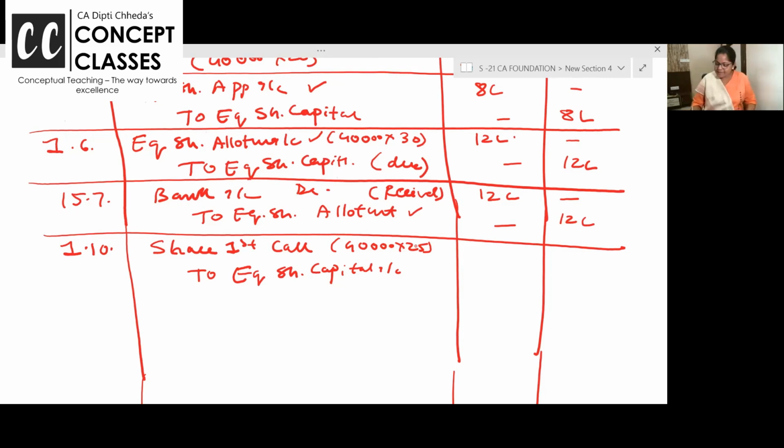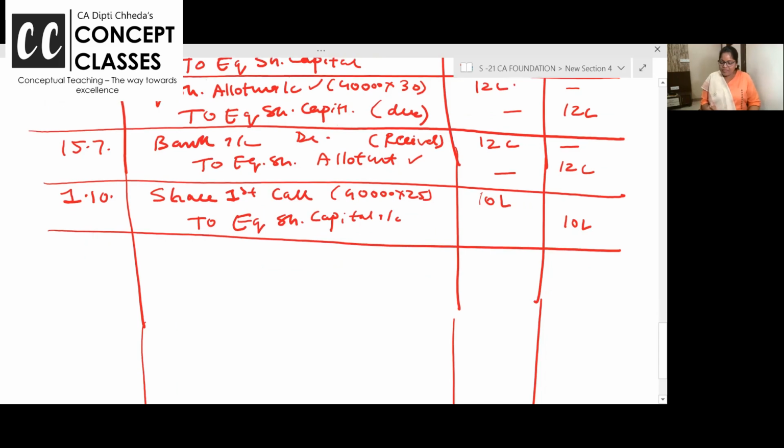Yeah, it's 10 lakhs. 25 into 4 is 10 lakhs. Okay. First call became due on 1st October, but it is received on 28th of October. Are you able to pick up the dates from the problem? 28th of October. When it is received, bank account debit to share first call.